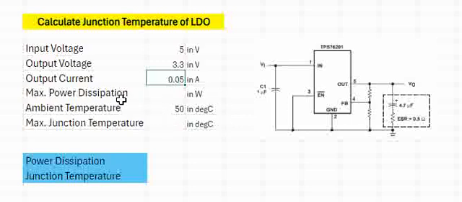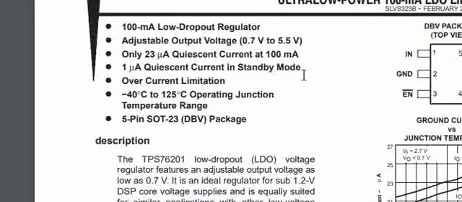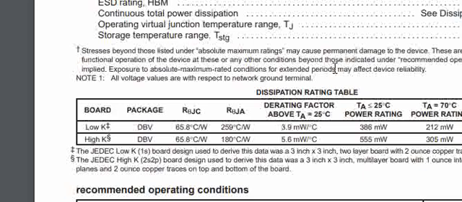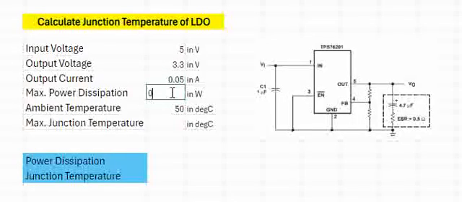If you see here, the maximum power dissipation value can be seen from the data sheet. This is the TPS76201. As we are considering the power rating, the maximum power dissipation depends on the package. Let us assume we have a particular package and this is the maximum power dissipation, 305 milliwatt. It is given at 70; let us consider the same at 50, 305 milliwatt. That means 0.305 watt is the maximum power dissipation.